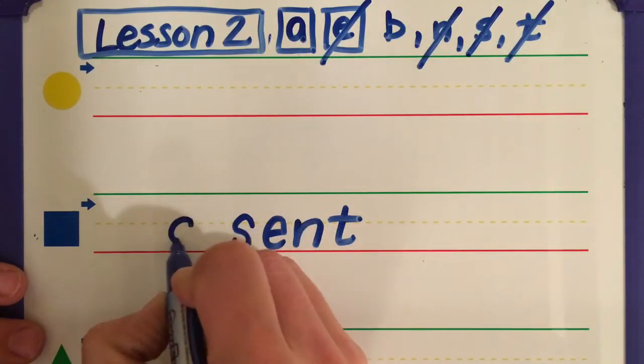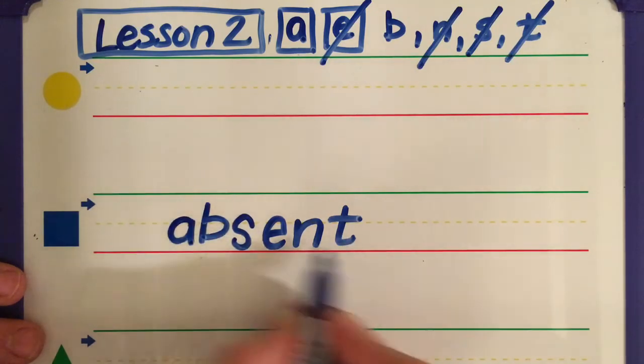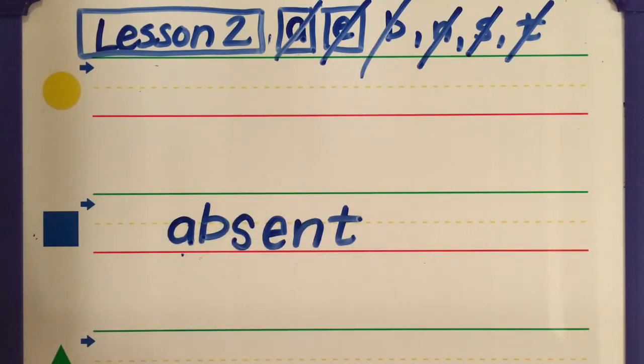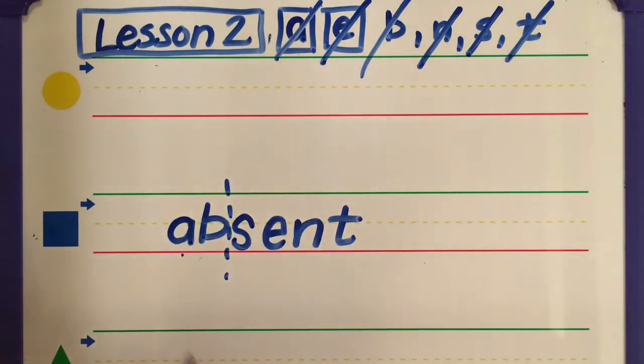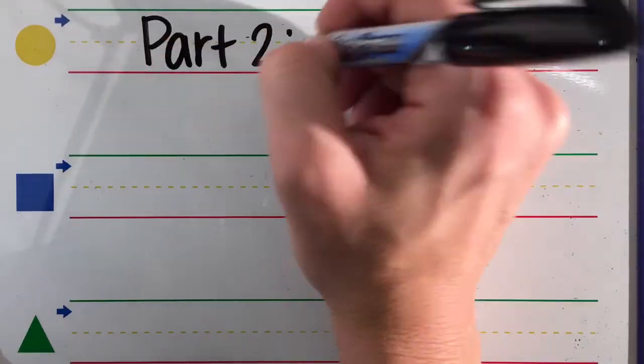The secret word, absent, as in I was absent last week from school. I hear the syllable break right there, absent.